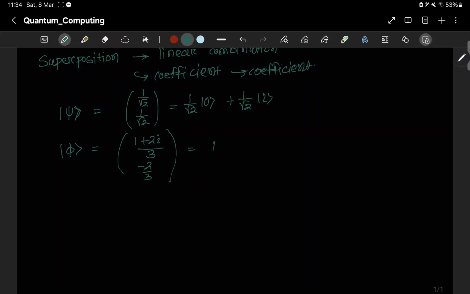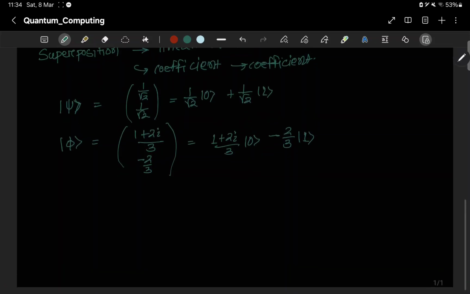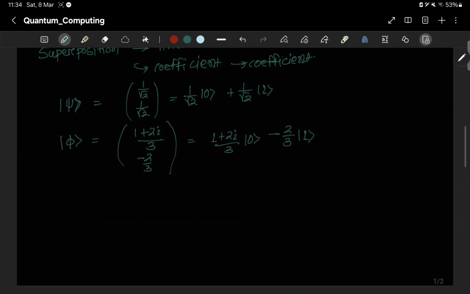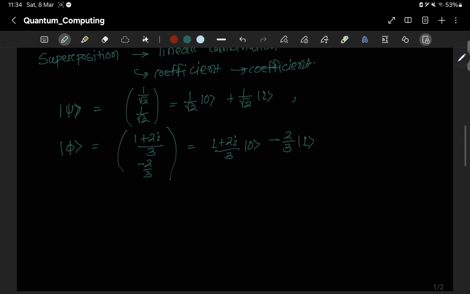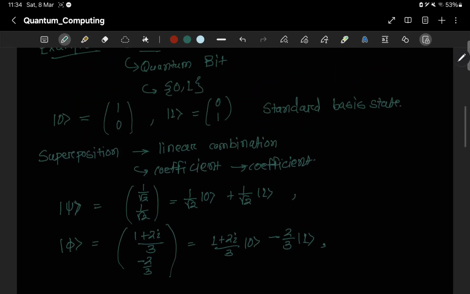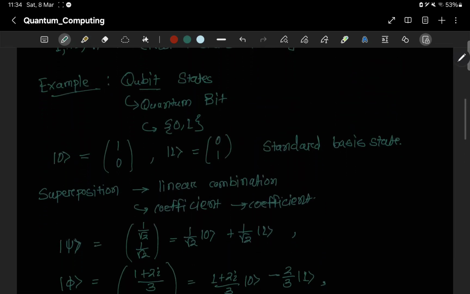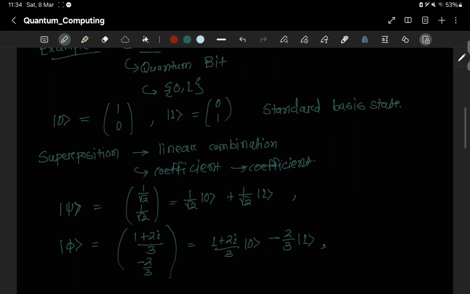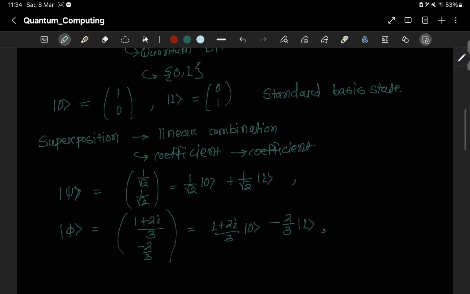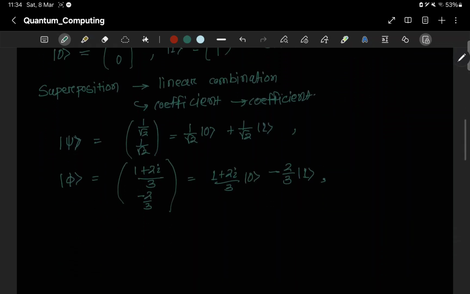This means (1 plus 2i)/3 for 0, and it should be minus 2/3 for 1, right? So let us verify whether these two quantum states are following the rule of a quantum state. So what are the rules? All the entries should be complex, and the Euclidean norm should be 1, right? So yeah, that's it. So let's see.